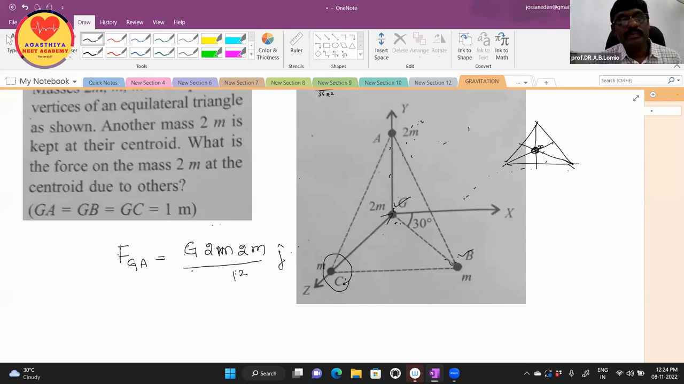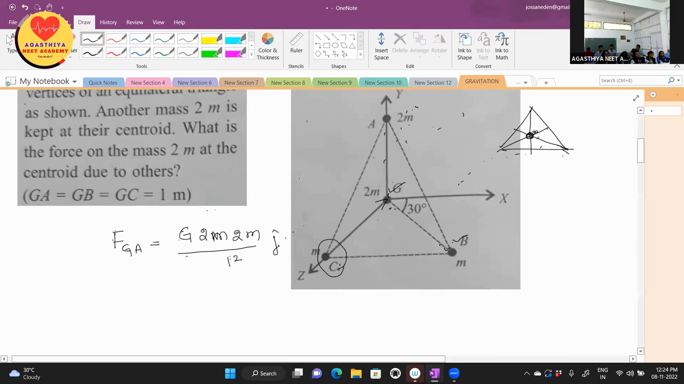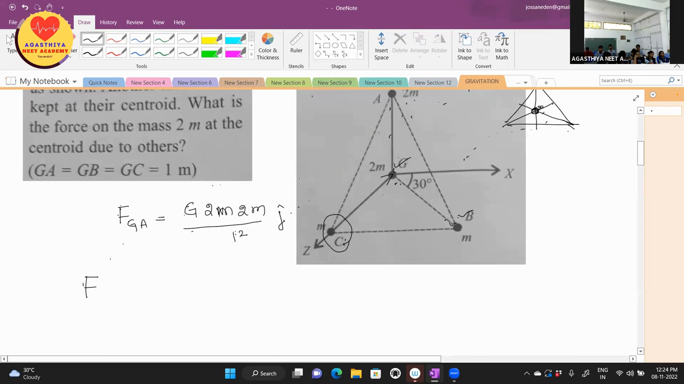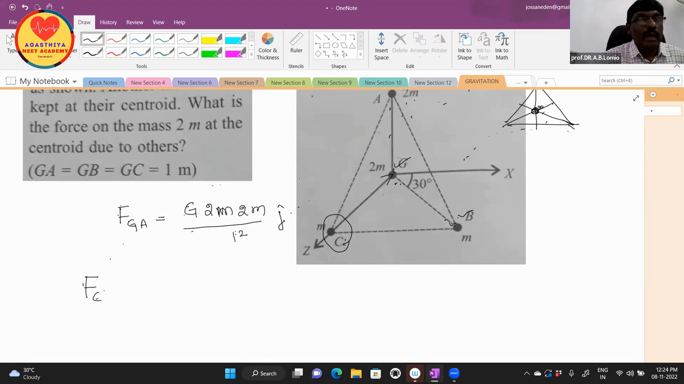Okay. Now the force exerted by the mass B on G, the force of attraction between B and G. Use the same formula.